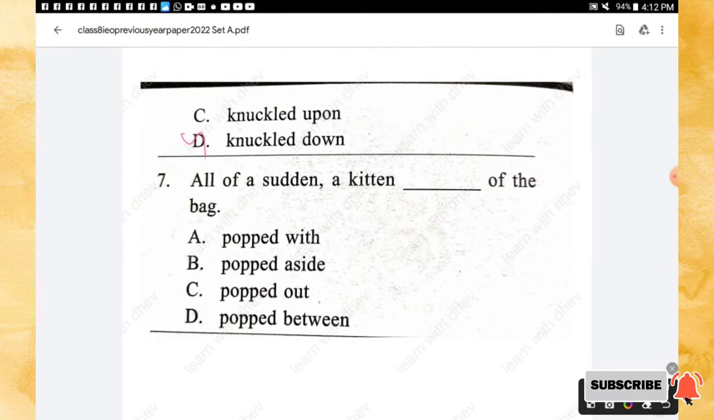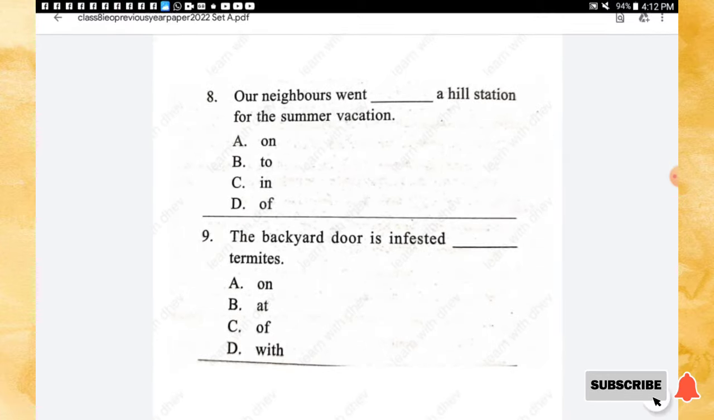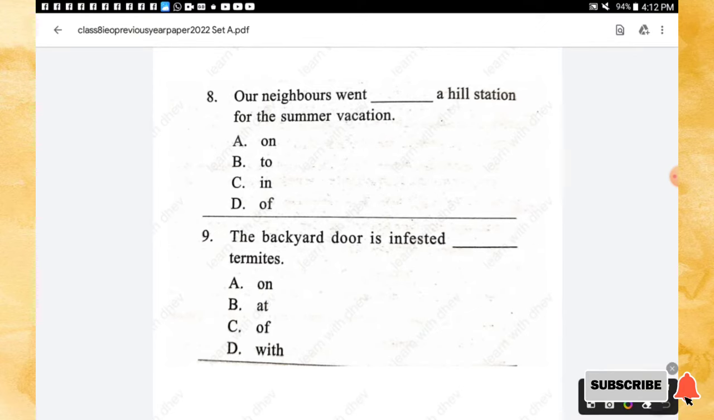Question number 7. All of a sudden, a kitten blank off the back. Options are popped with, popped aside, popped out, popped between. The right answer is all of a sudden, a kitten popped out of the back. Option C is the right answer. Question number 8. Our neighbors went blank a hill station for the summer vacation. Options are on, to, in, off. The answer is our neighbors went to a hill station.